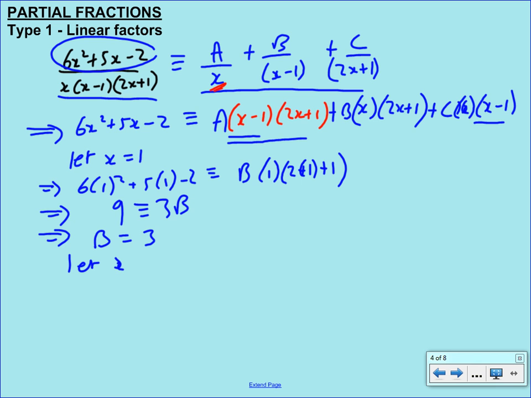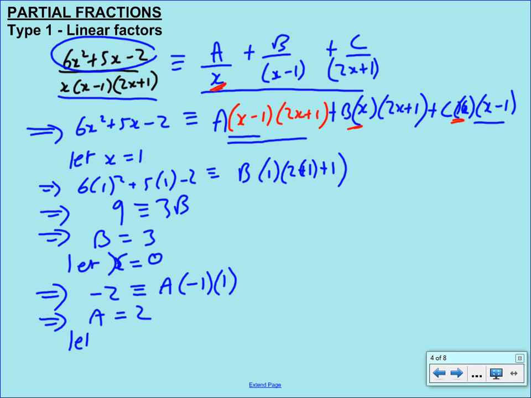Then I'll let x equal something else to get rid of it. So let x equals 0 to get rid of this one and this one, to isolate a. So therefore what I get is 6 times 0 plus 5 times 0 minus 2 on the left-hand side. My a, 0 minus 1, 2 times 0 plus 1, and the b's and c's disappear. So that means a must be 2.